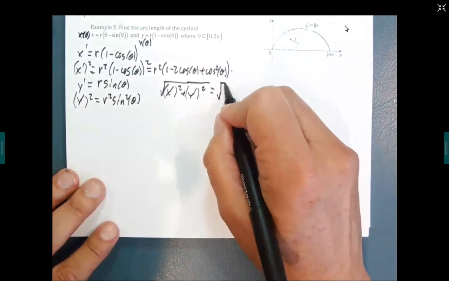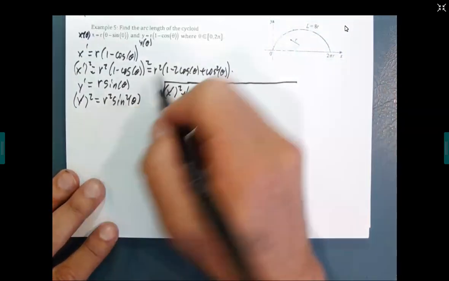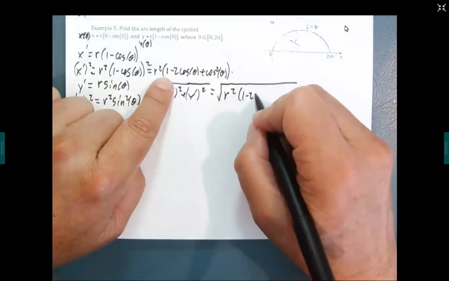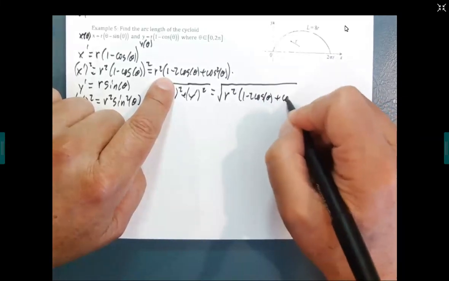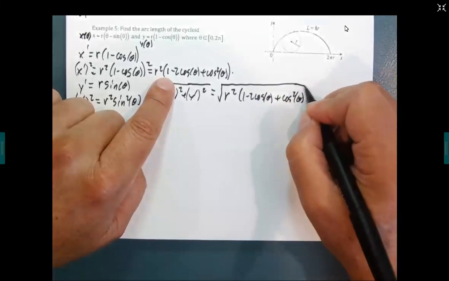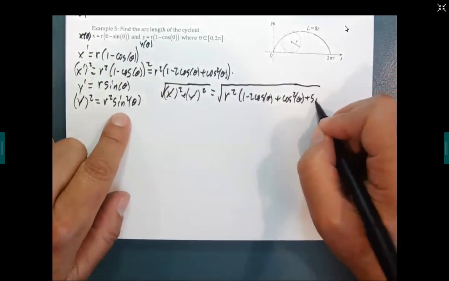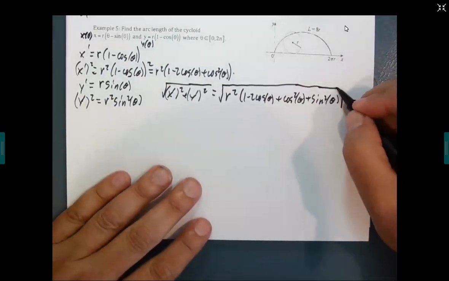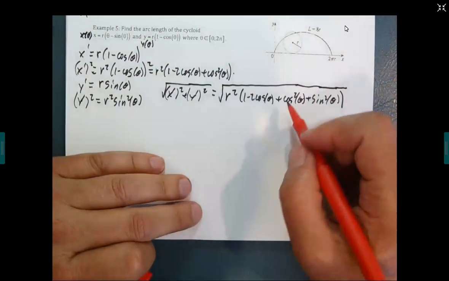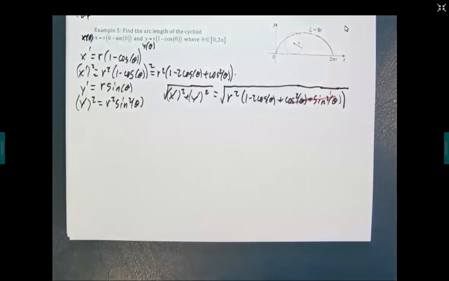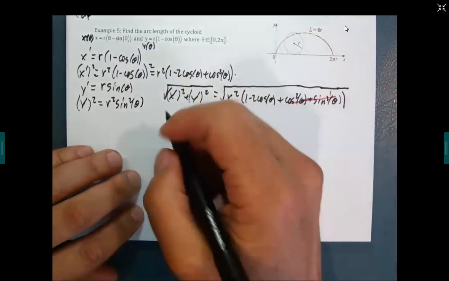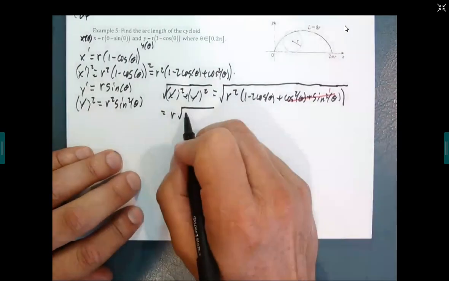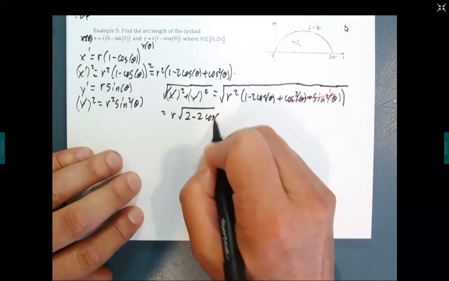It's going to be the square root of, and since they both have an r squared, I'm pulling it out in front, r squared. It's going to be that 1 minus 2 cosine theta plus cosine squared theta plus sine squared theta. So a bunch of things are going to happen now. This turns into a 1. R squared, since r is positive, we're just going to pull that out in front, r square root of, and we are left with 2 minus 2 cosine theta.